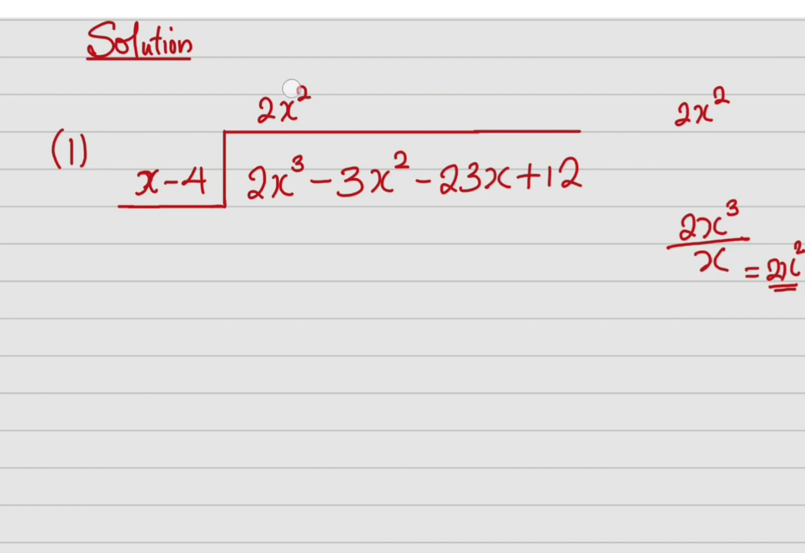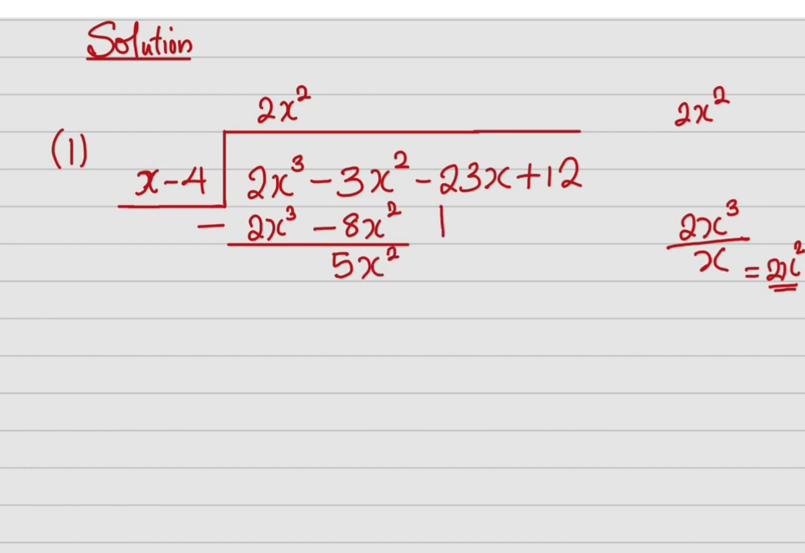So I'm going to take this. I have 2x squared times x. I'll multiply it by the factor x minus 4. So 2x squared times x gives you 2x cubed. Then 2x squared times minus 4 gives you minus 8x squared. Now the aim of this is so that we can eliminate what we need to eliminate. I want to take care of this 2x cubed. So I'll subtract. Now on subtracting, this becomes 5x squared.